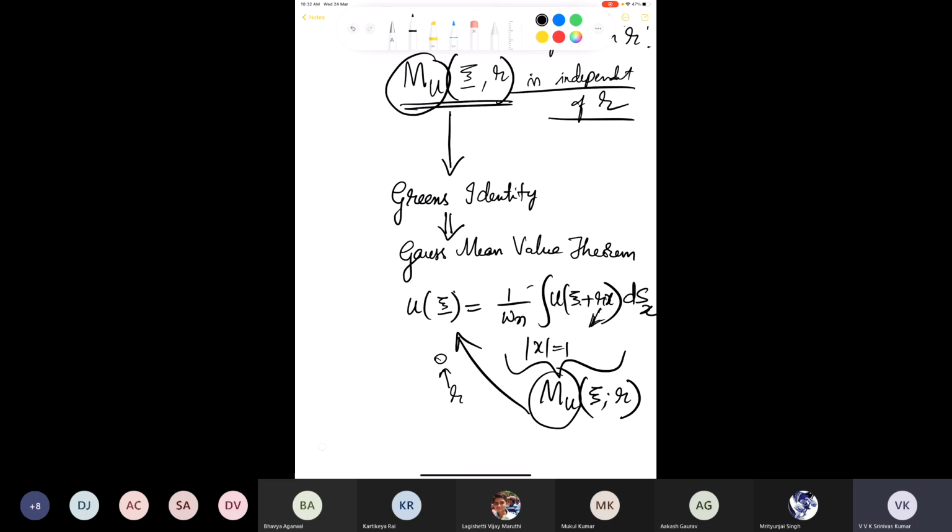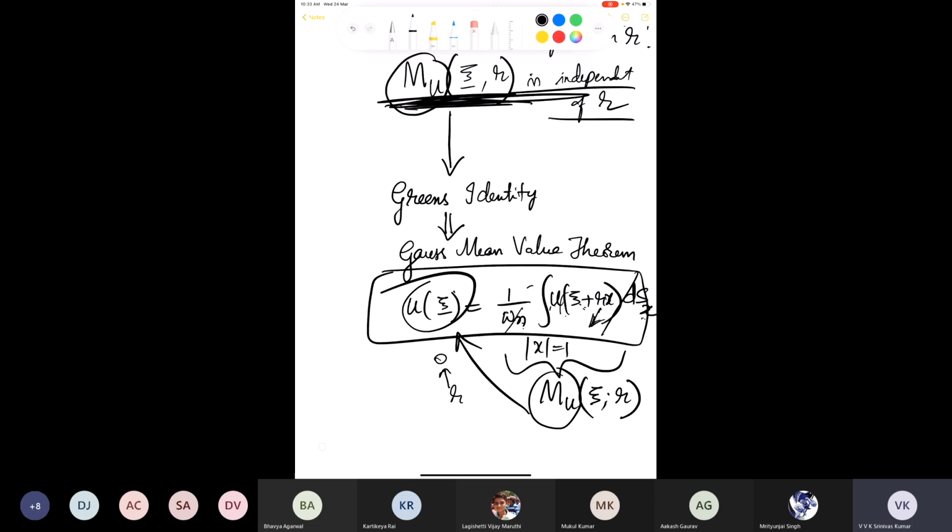u(ξ) is now independent of r, so you can bring it outside the integral, and this will be the average value, the measure of the sphere. So this ω_n and this ω_n will cancel, and what we get is this one. First, we established that the mean functions are independent of r, and now as r tends to 0, they converge to this one. So finally, we have proved the Gauss mean value theorem.